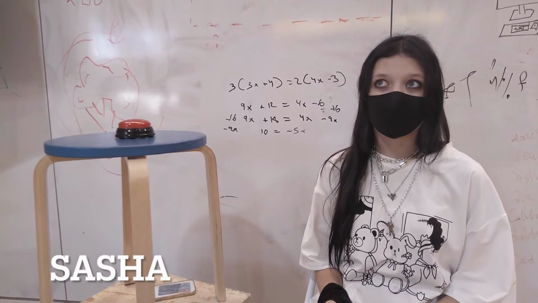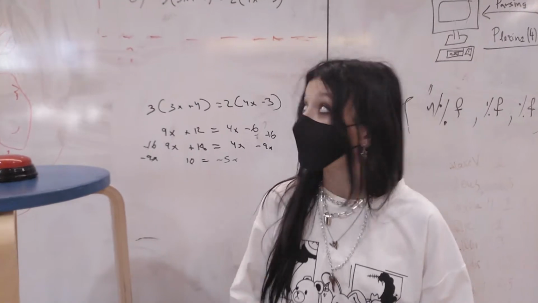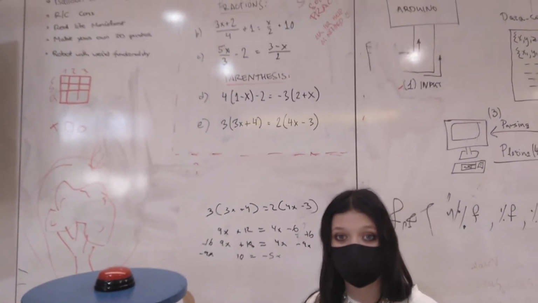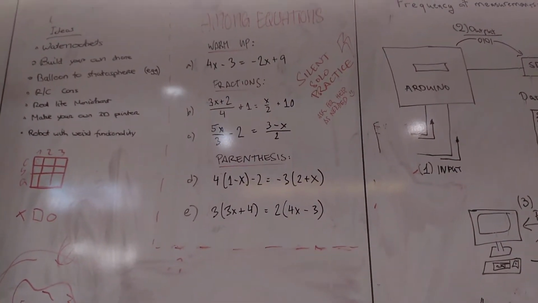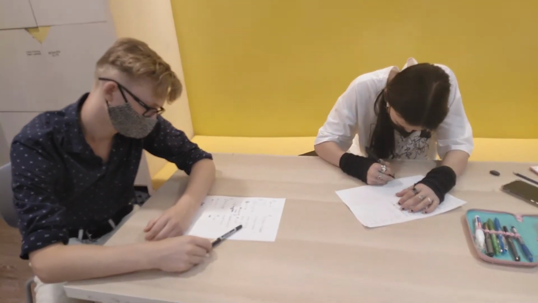A session of Among Equations looks like this. First, we practice some equations. Here they are, some easy ones, and then they get harder and harder. We practice for around 20 or 30 minutes, something like that, and then we start playing.